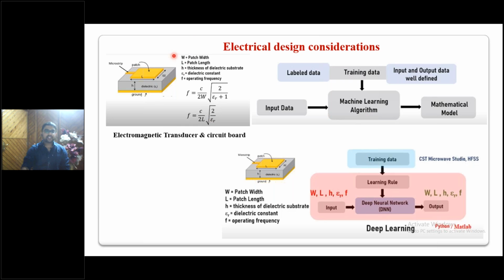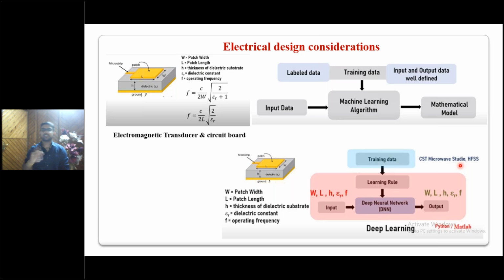Now, as we can see, these are all labeled data. We know every value and what the impact of these values is. So once we get this labeled data, what we can do is go to CST Microwave Studio, or go to HFSS, which are nothing but electromagnetic environments, where we can design a lot of electromagnetic transducers on various frequencies based on our choices. And these are all EM environments.